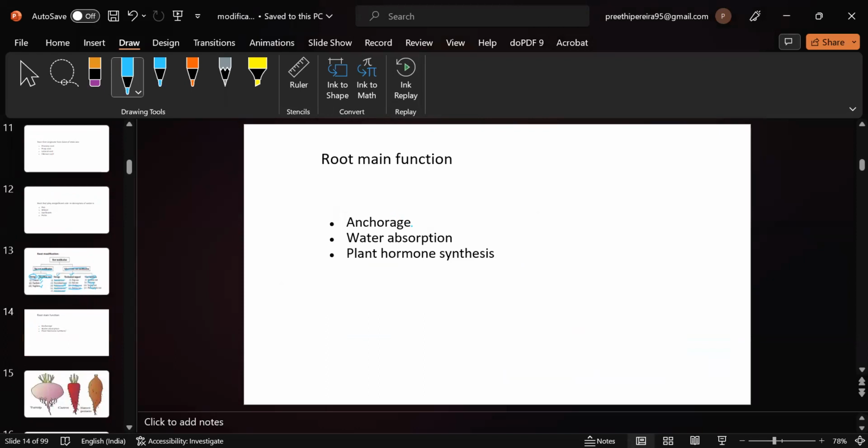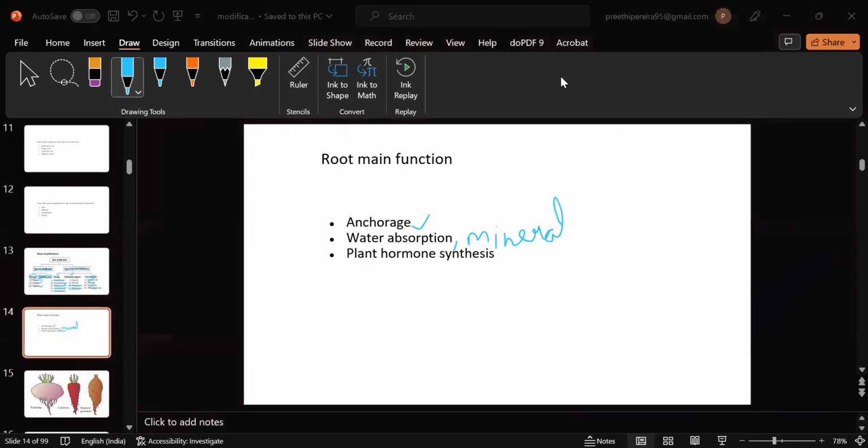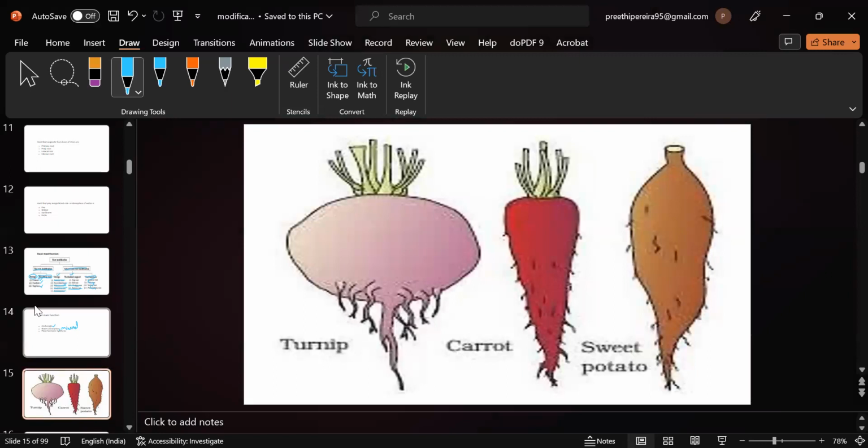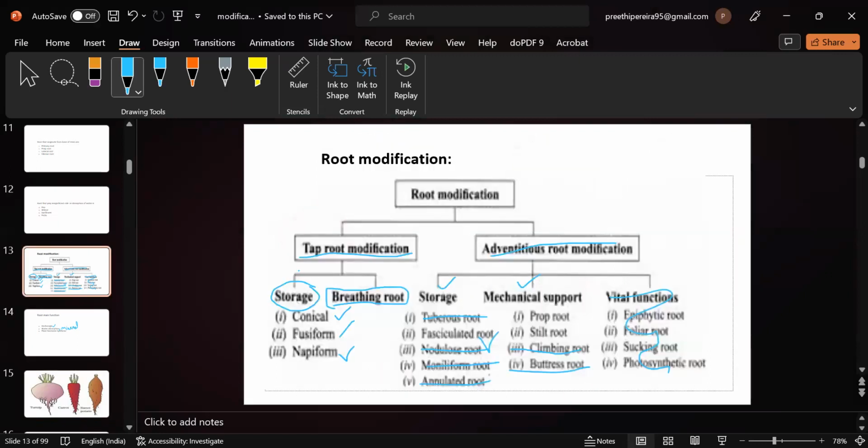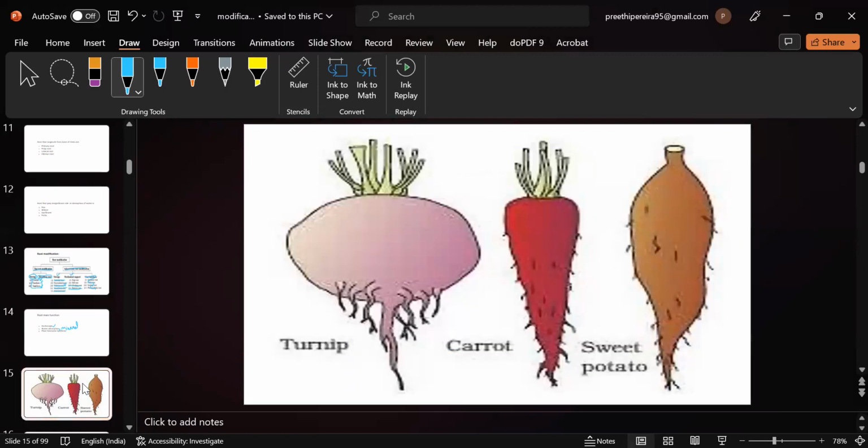Okay, so the main function of the root, you know, anchorage, water as well as mineral absorption. It's in your textbook, no need of writing. Mineral absorption or plant hormone synthesis. इसके अलावा let's see the first type, that is storage. Taproot का storage. So these are the examples: conical, fusiform, napiform. इसका examples देखेंगे.